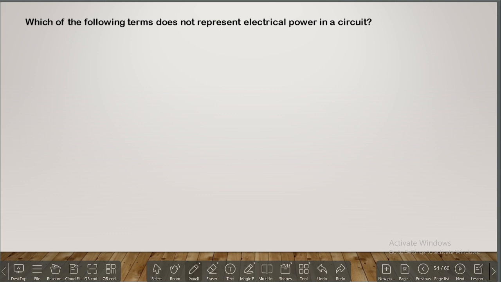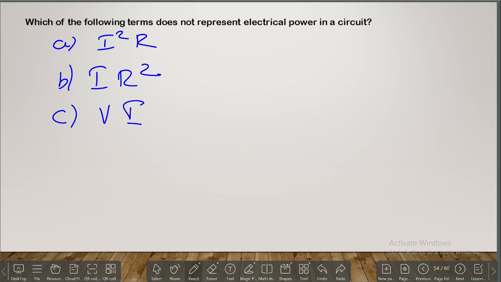Next, which of the following terms does not represent the electric power? That means there are 4 options. A is equal to I square into R. B is equal to I R square. C is V I. And D option is V square by R. In this they are asking which of the following terms does not represent the electric power.